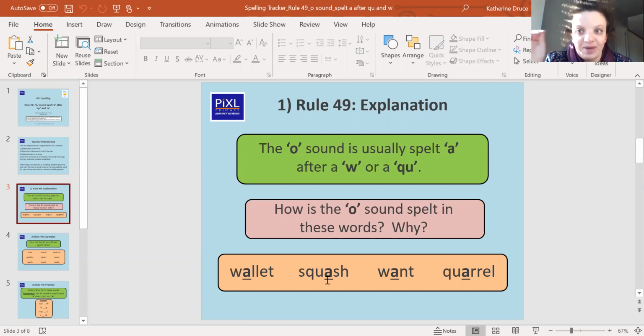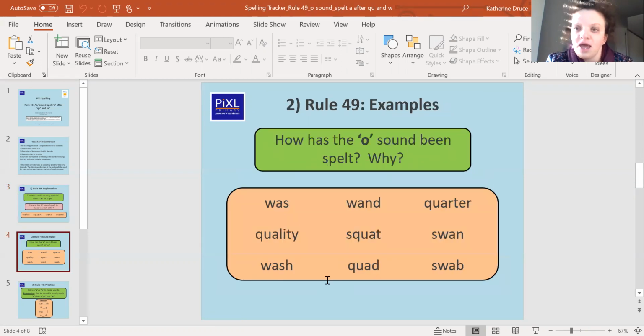We put an A when we hear that O sound in some words, in quite a few really, but in some words after that W or that QU, if we hear the O sound, quite often we spell it with an A, okay? So pause the screen and have a go at reading these words and see if you can work out why these words have got the O sound, but it is spelt with an A. Pause the screen and have a go.